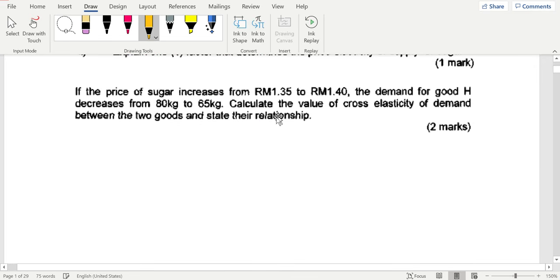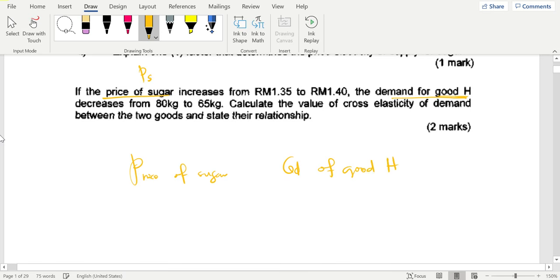And then what about this one? If the price of sugar increases from 130 to 140, the demand for good H. See, two types of product here. Price of sugar, we can use the short form PS. Demand for good H. It doesn't say demand for sugar, it says good H. So, meaning that there are two things. Price of sugar in relation to quantity demanded of good H.